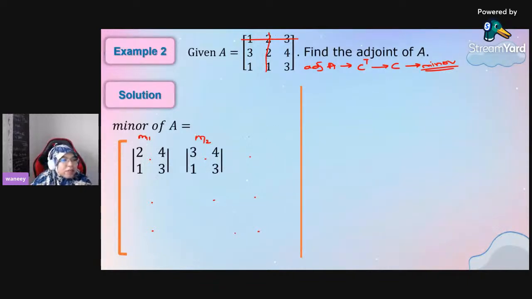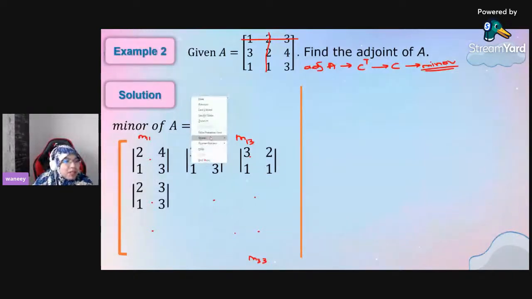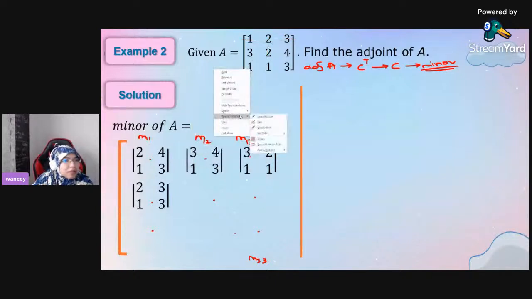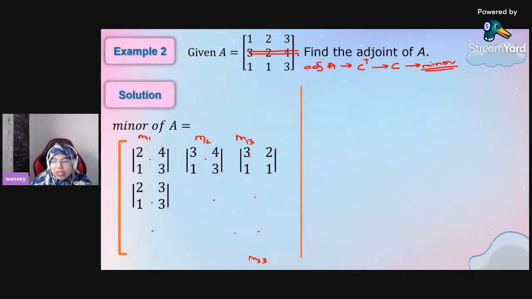And then this is M13. Deleting first row, third column, so they will become 3, 2, 1, 1. And so on. Of course, you need to proceed until you get M33, which is the last one. Now get M21 first, deleting second row, first column. Let me erase the second row so that we can see them more clearly. Deleting the second row, first column, so 2, 3, 1, 3.